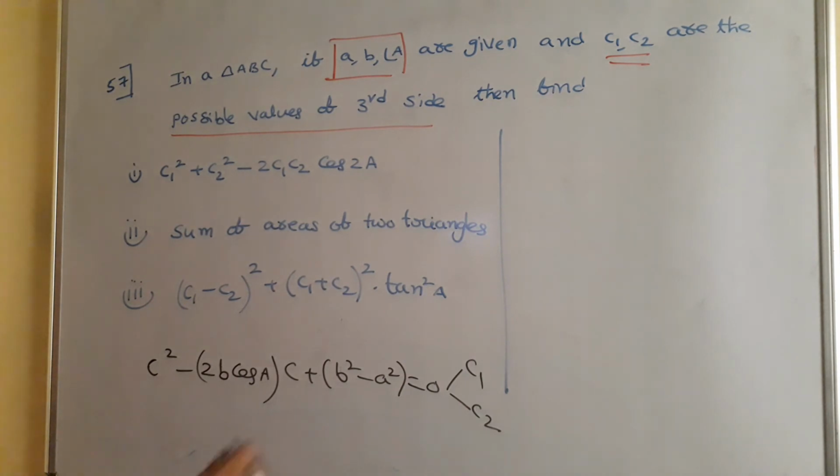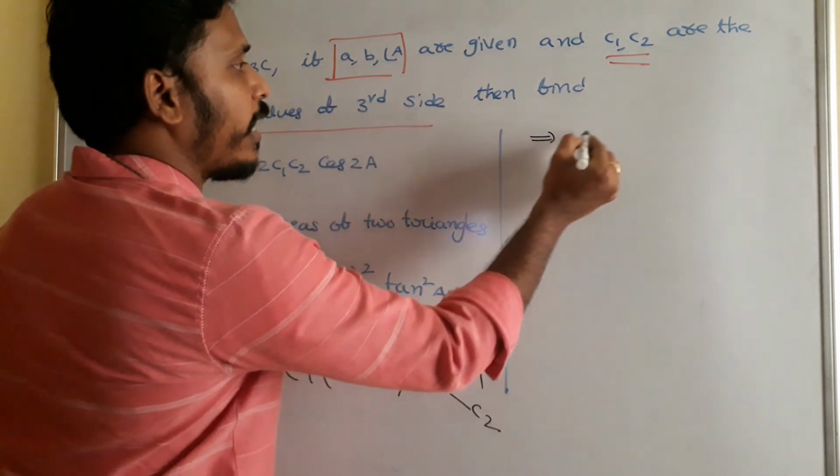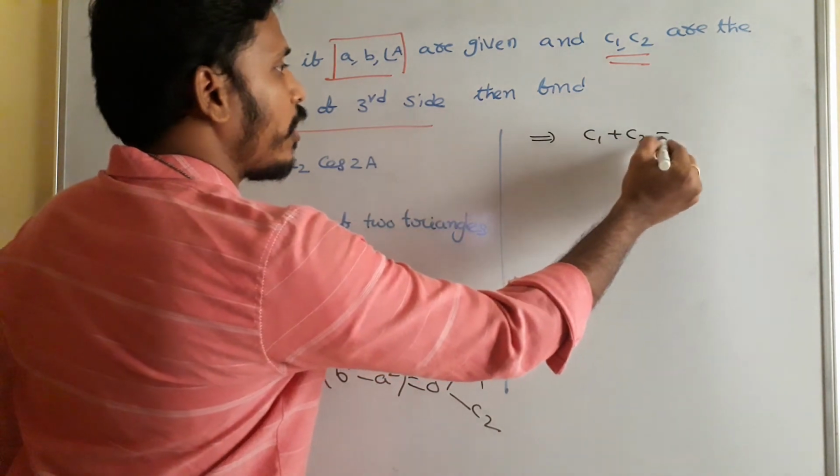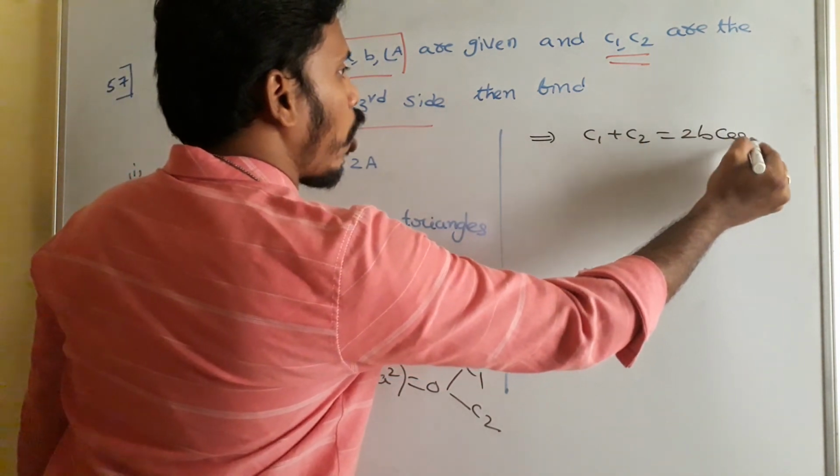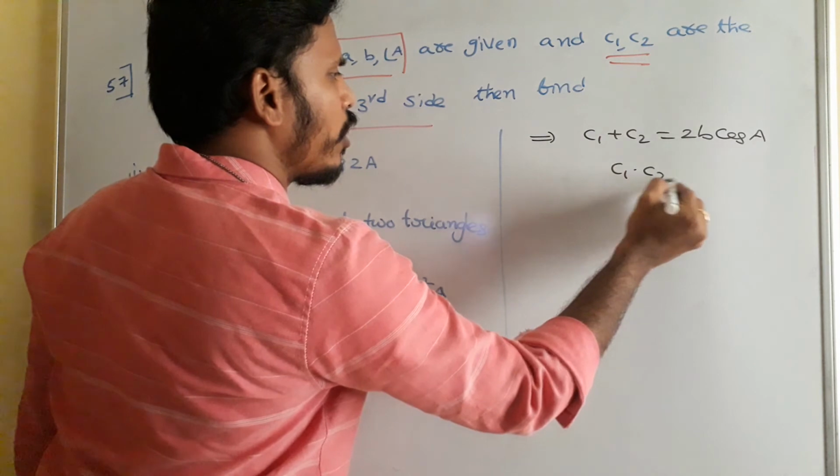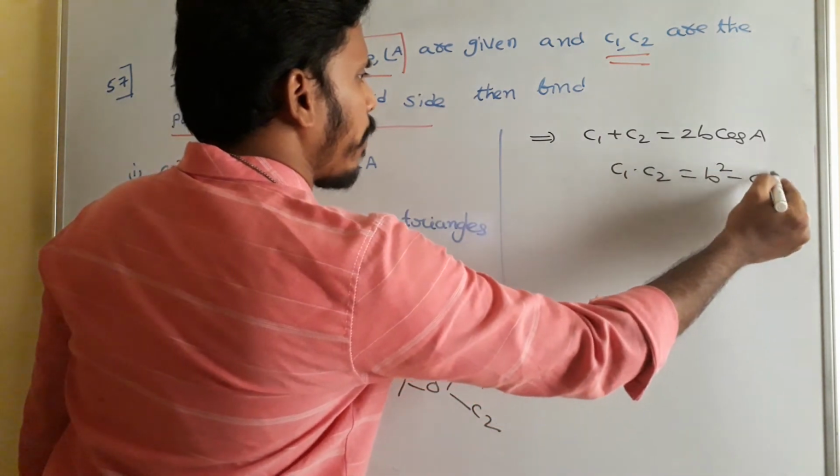From there, this is very clear: c1 plus c2 is equal to 2b cos A, and c1 into c2 is equal to b square minus a square.